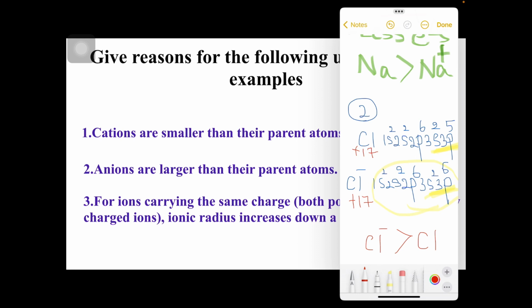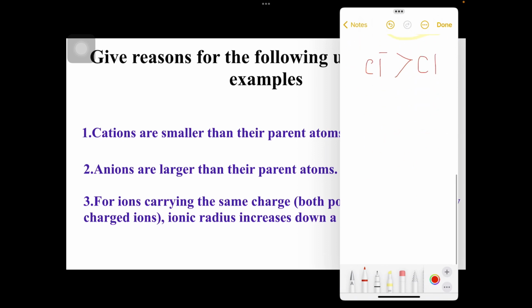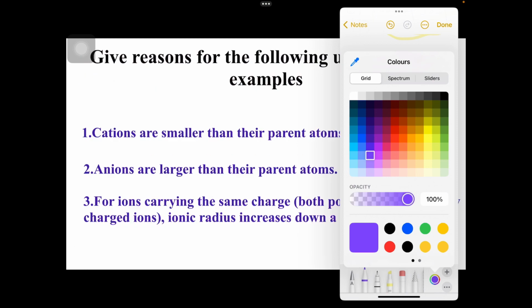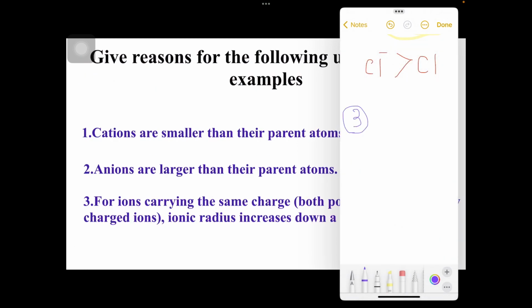And let's consider, as a third example, ions having the same charge. Let's consider lithium and sodium: lithium ion and sodium ion. The lithium ion has 1s2, and the sodium ion's configuration is 1s2, 2s2, 2p6, 3s. It should have 3s1, but it has 3s0 because a cation has been formed.